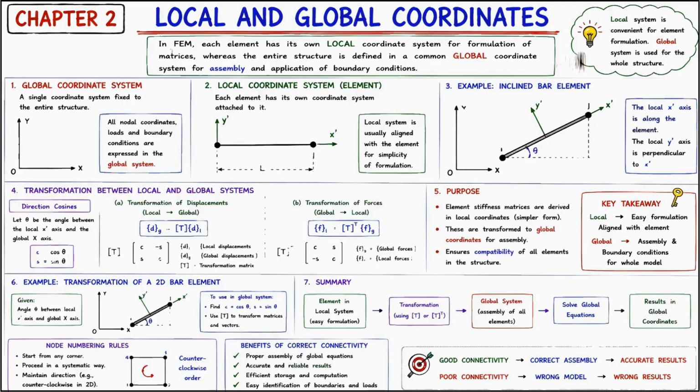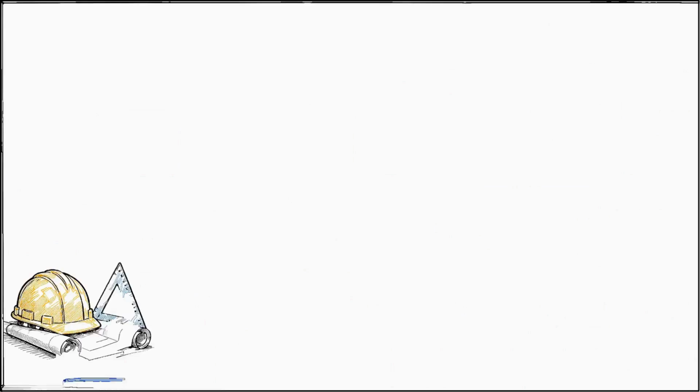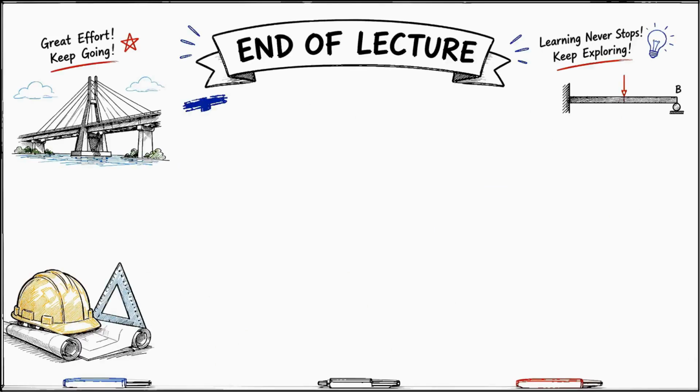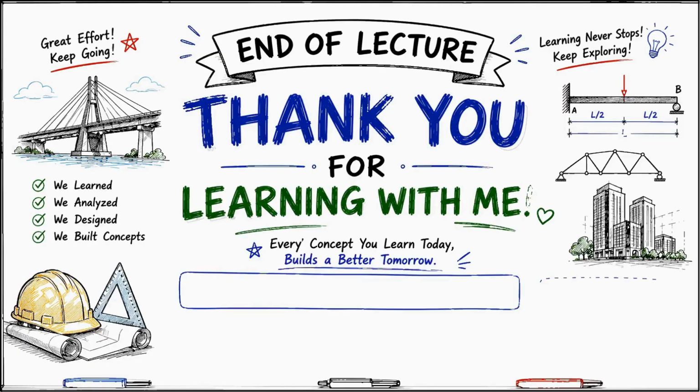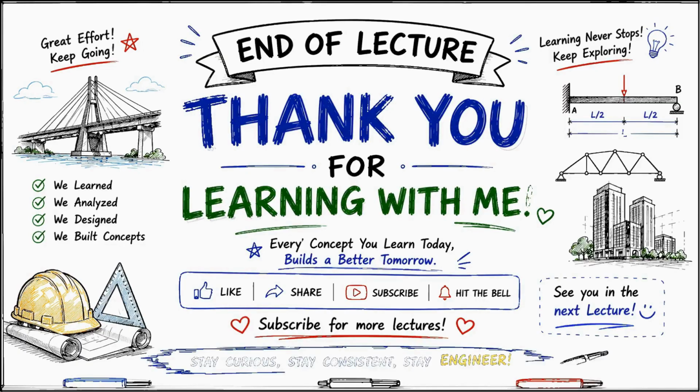Understanding this distinction is essential because every finite element software internally performs these coordinate transformations before solving the global system of equations. In this lecture, we learned why mesh refinement is applied only in critical regions, how element connectivity links all finite elements into one continuous structure, and why both local and global coordinate systems are required in finite element analysis. These concepts prepare us for the final stage of finite element modeling. In the next lecture, we will study boundary conditions, understand the complete FEM modeling workflow, and conclude Chapter 2 with a comprehensive summary of everything we have learned.